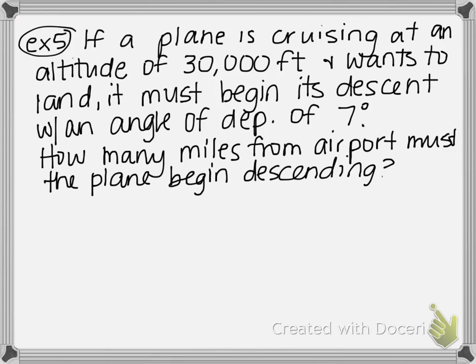Alright, so our last one. If a plane is cruising at an altitude of 30,000 feet and wants to land, it must begin its descent with an angle of depression of 7 degrees. How many miles from the airport must the plane begin descending?